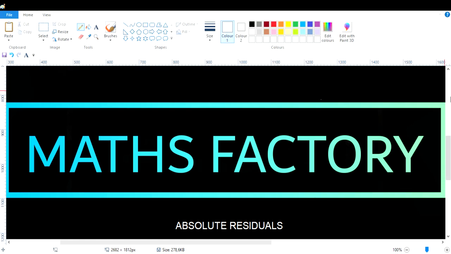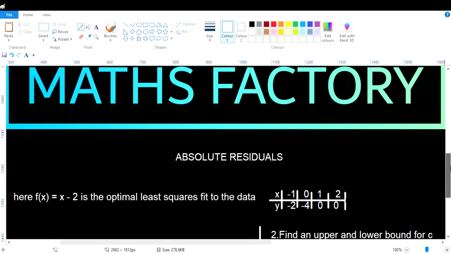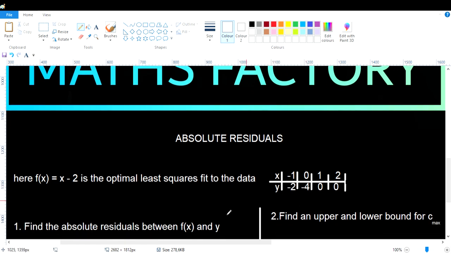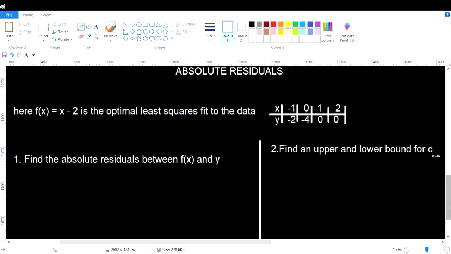In this video, I'm going to show you how to calculate absolute residuals. Okay, here is the given data, and then here's f of x. So here we have to find absolute residuals between f of x and y.